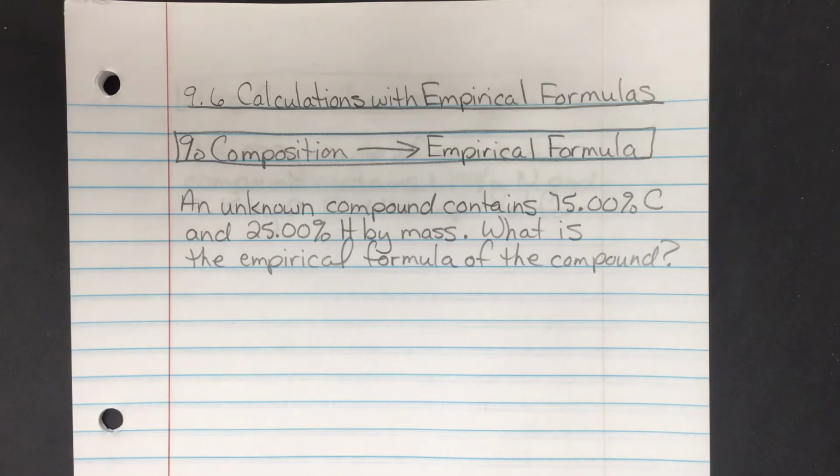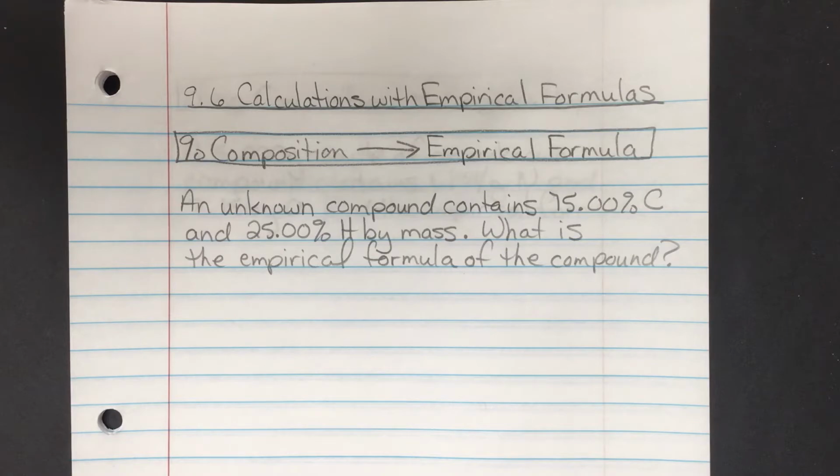Today's topic is section 9.6, and it's calculations with empirical formulas. You've probably seen that what we're doing right now is we're doing calculations that real chemists do. The first type of calculation we're going to look at with empirical formulas is percent composition.